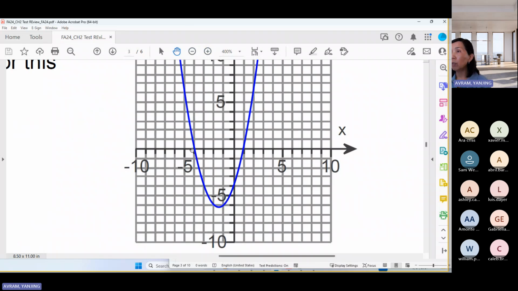But I do have my x-intercept here, and I also have my y-intercept here. My x-intercept here, this is 0, so this will be 1, and then that's negative 1, 2, 3, 4. So my x-intercepts are 1 and negative 4. I also have my y-intercept here: 1, 2, 3, 4, negative 4.